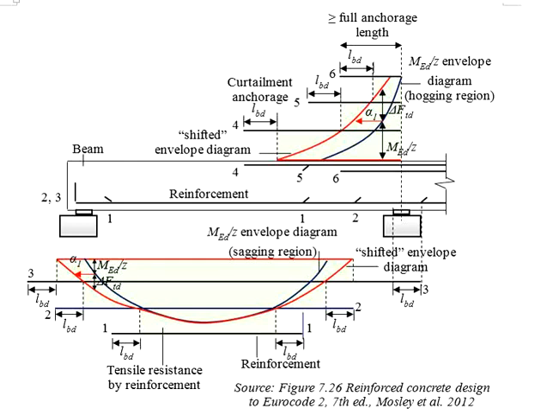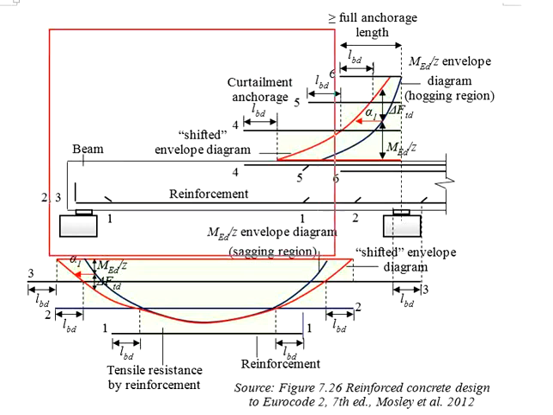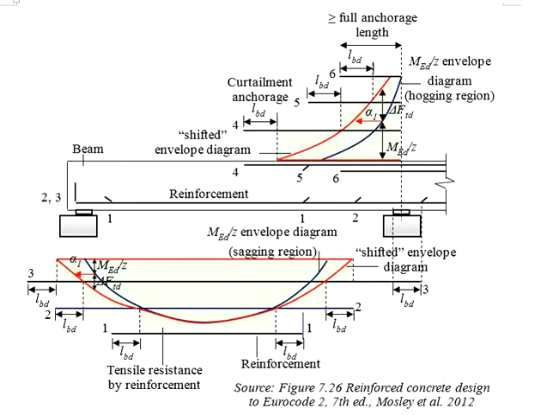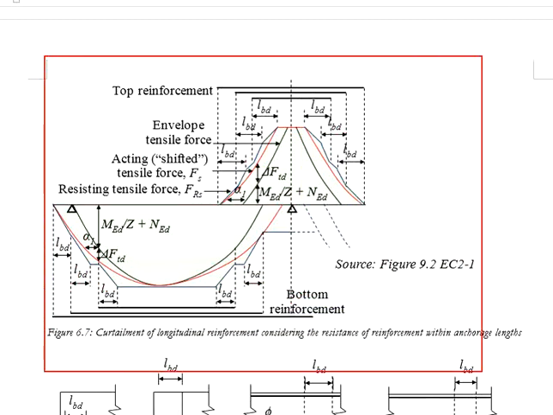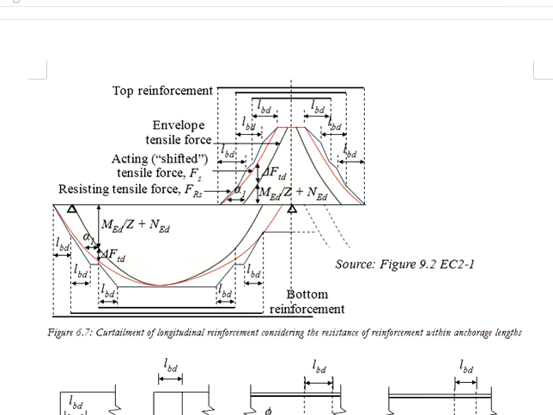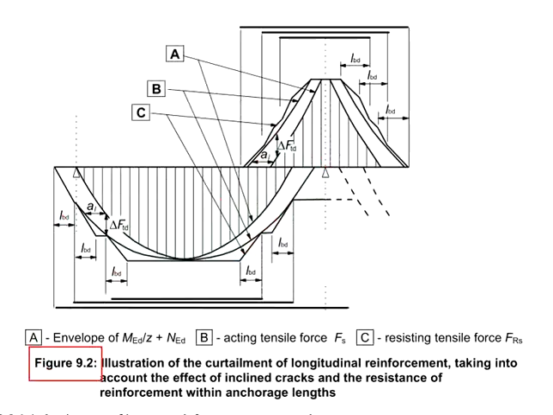Hi, let us continue with our discussions about the curtailment of reinforcement in reinforced concrete member. In our previous videos, we have introduced two models used to determine the curtailment of reinforcement. This is the first model. I call it the simplified model. The second model is this, which can be found in Figure 9.2 in Eurocode 2 Part 1.